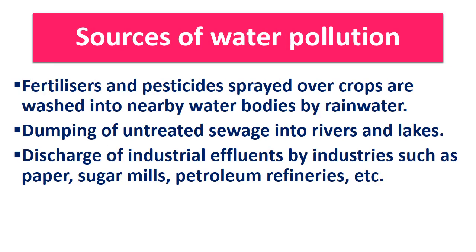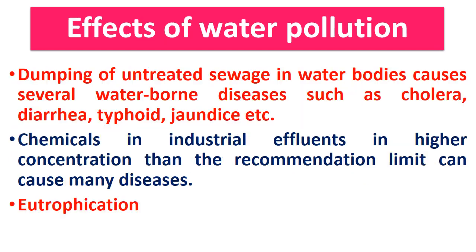So what are the sources of water pollution? First is fertilizers and pesticides sprayed over the crops. They are washed into nearby water bodies by rainwater. That is one of the sources of water pollution. Second is dumping of untreated sewage into rivers and lakes. Third is discharge of industrial effluents by industries such as paper, sugar mills, petroleum refineries, etc. So these are the sources of water pollution. Next is what are the effects of water pollution?